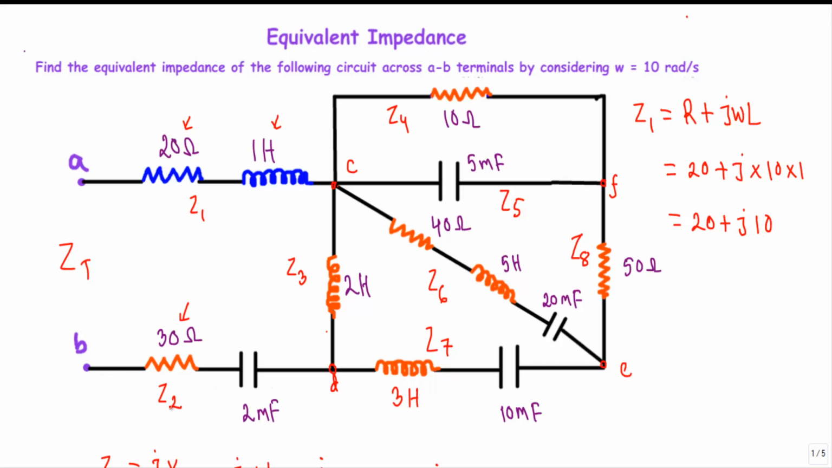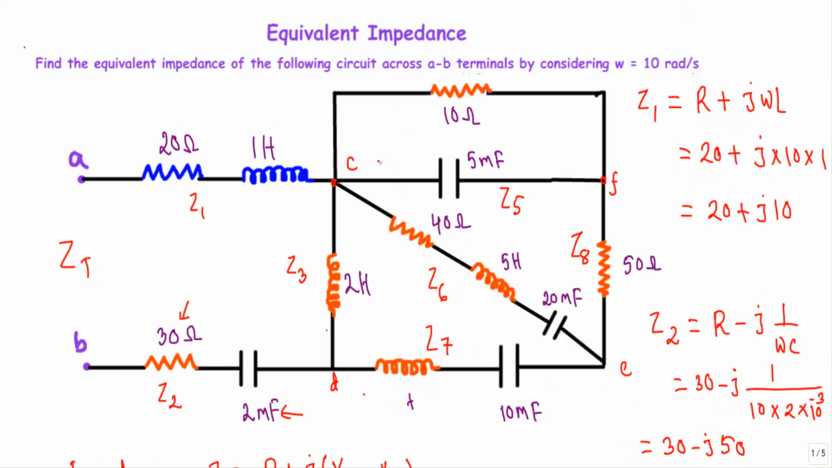Now see, Z2 is the branch impedance between this C2D terminal. So here we have a resistor of 30 ohm and a capacitance of 2 millifarad. So our impedance Z2 will be equal to R minus jXC or R minus j into 1 by omega C. Here R is equal to 30 minus j into 1 by 10 into 2 into 10 to the power minus 3. This will be equal to 30 minus j50.